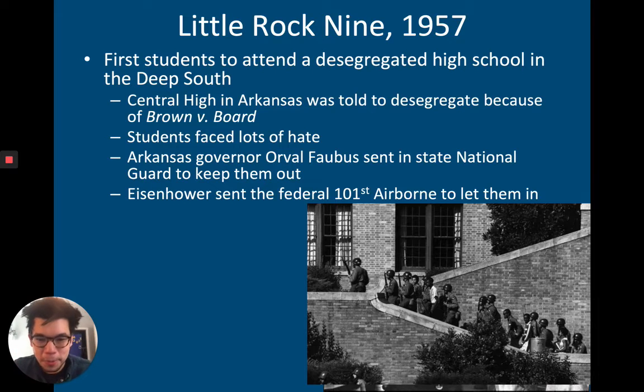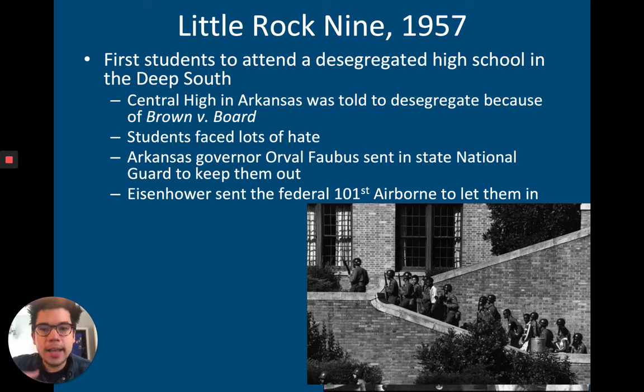I have the same slide, but with a different picture here. So you can imagine that standoff, right? The state National Guard is there and they're like, no, these 9 students, 9 students who just want to go to school, are being blocked off by the state National Guard. And then the army is in this standoff and says, step out of the way, National Guard. These students are trying to go to school. And they guide them in, right? So you can see there in that picture, the 101st Airborne escorting these students into the school.